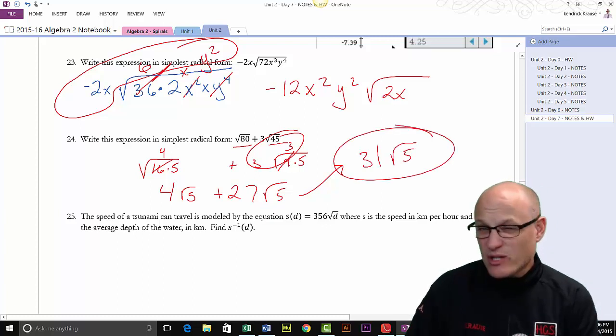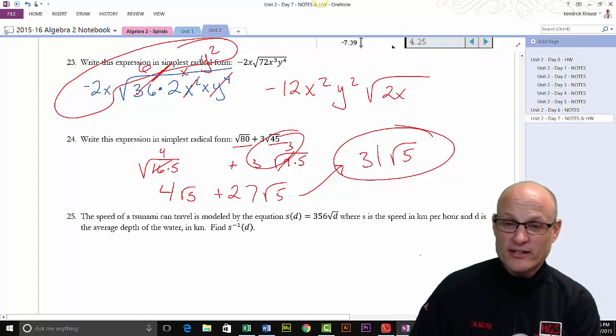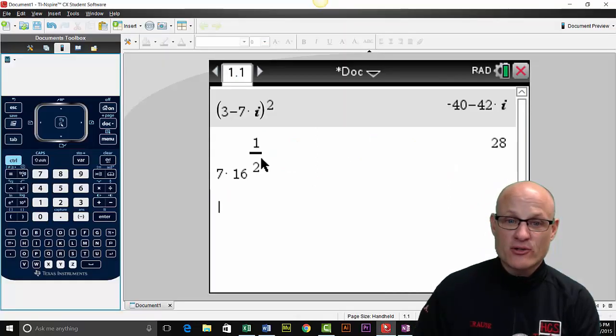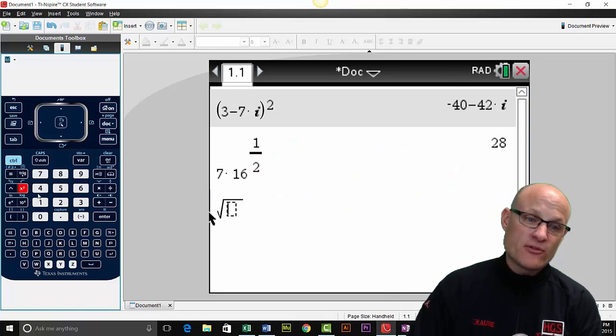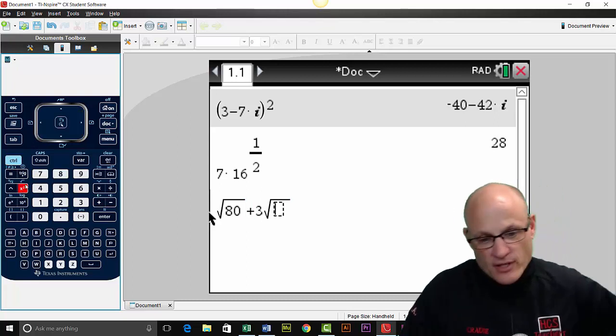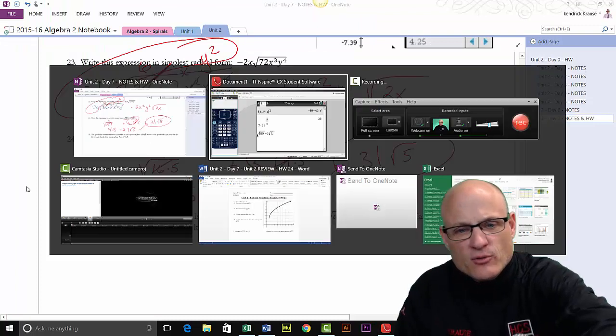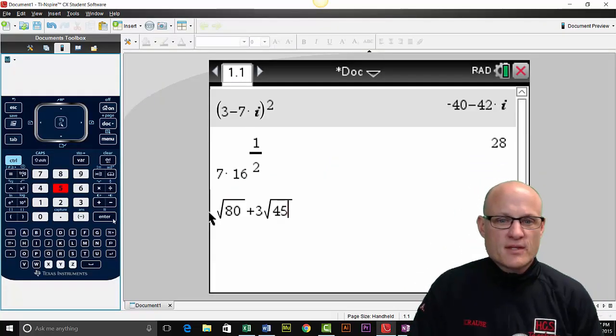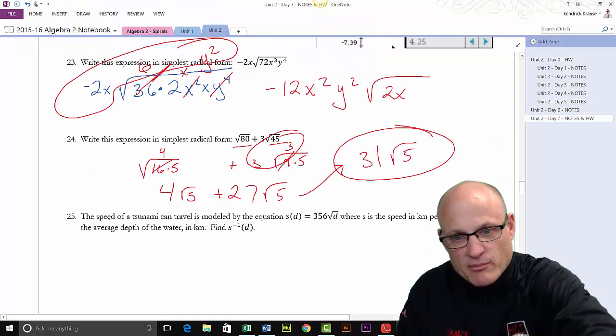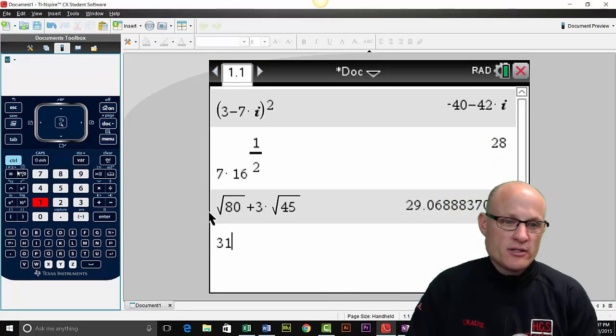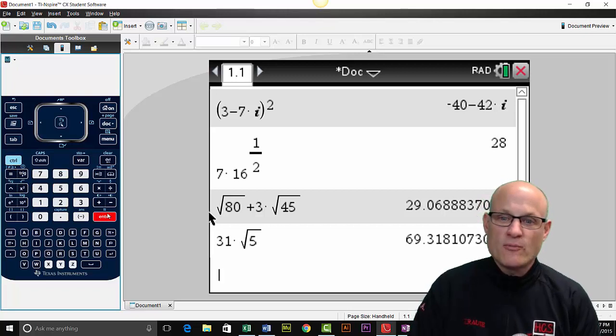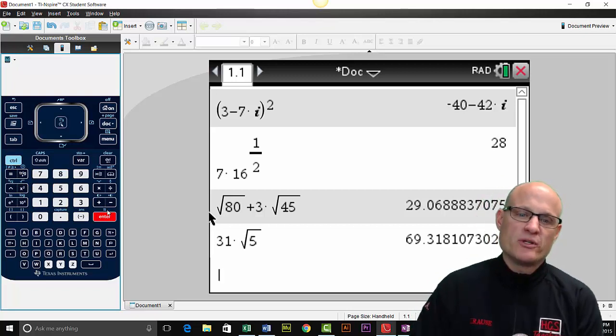Now, you would really like to know if you got that question right. You come over to your calculator: square root of 80 plus 3 square roots of, forgot what it was, kids, 45, that obnoxious number. And we came up with 31 square roots of 5. So do 31 radical 5. And hopefully we get the right number, which we did not.